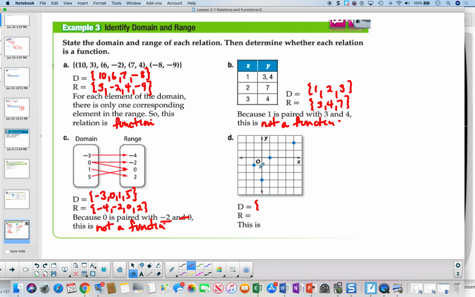Now, the domain are all the x coordinates, -1, 0, 1, and 4. And the range are all the y coordinates, which is -1, -3, 0, and 2. And this is a function. Every x goes with one y.